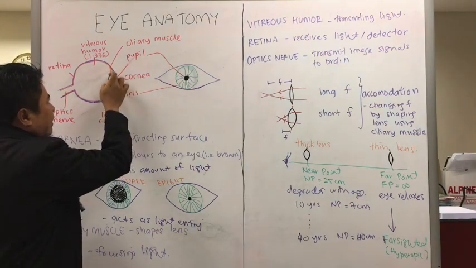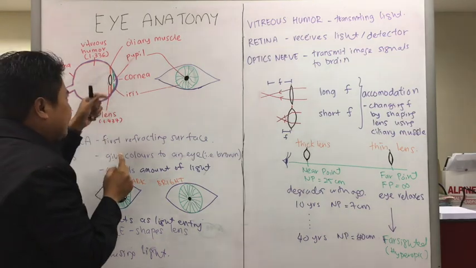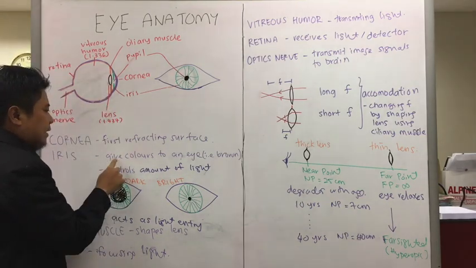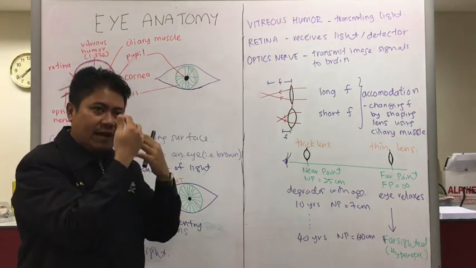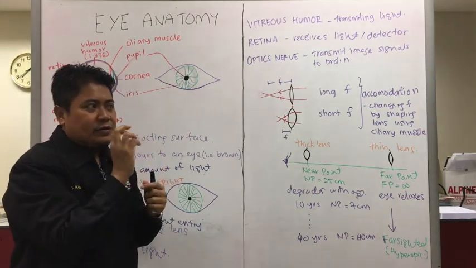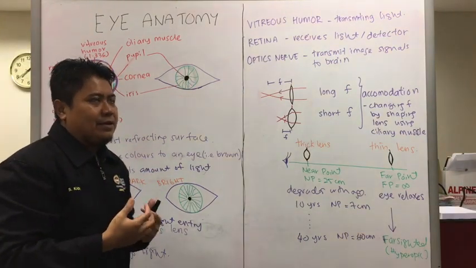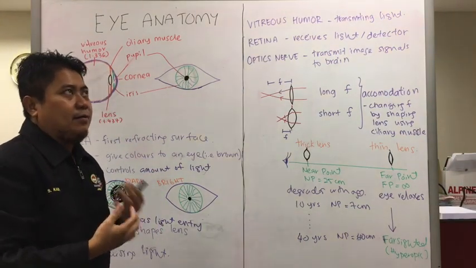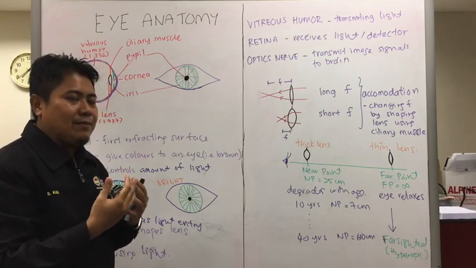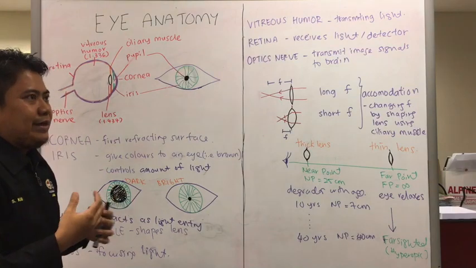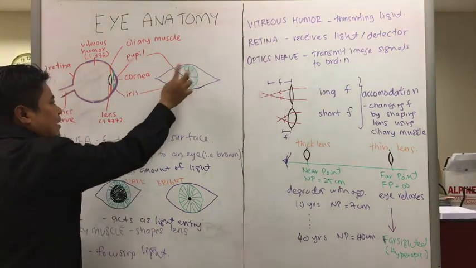And then we have here what we call the iris. This iris gives color to our eyes. So you can see different people have different colors of eyes. This is characterized by the color of the iris. For example, Asian people have brown and a little bit of black. European or Mediterranean people have green or blue. So this is the color of the iris.